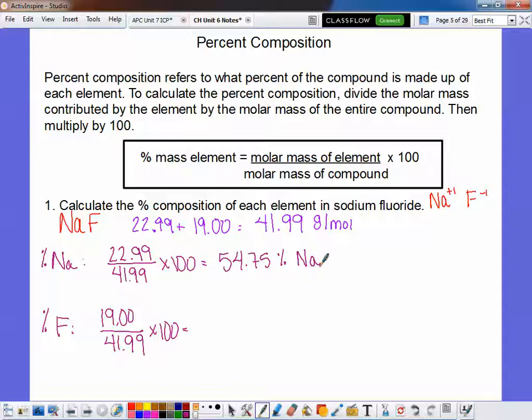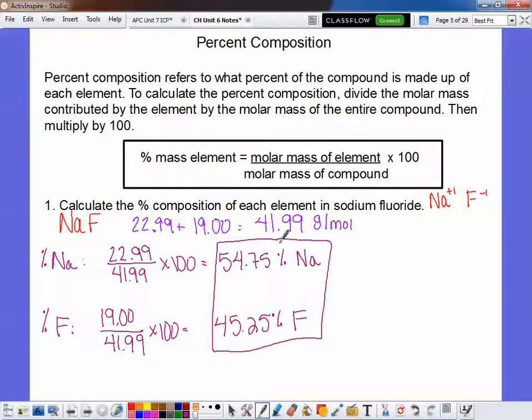From this unit of chemistry forward, unit 6 forward, we are not only going to provide a unit on our number, but also we're going to label it with what substance we're talking about. So here we're talking about sodium, so we're going to label it Na. All right, and then what's the percent for fluorine? 45.25. I think it rounds up to 45.25. And that's percent fluorine. And those are our 2 answers.